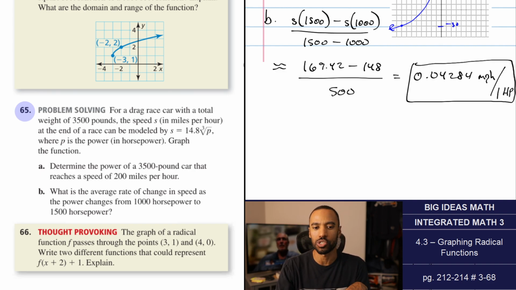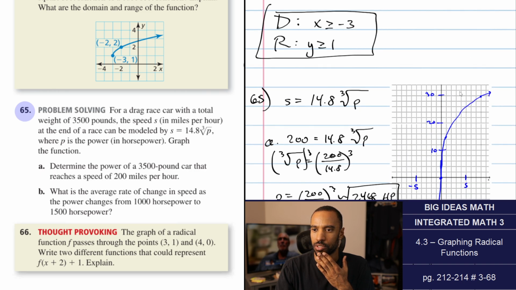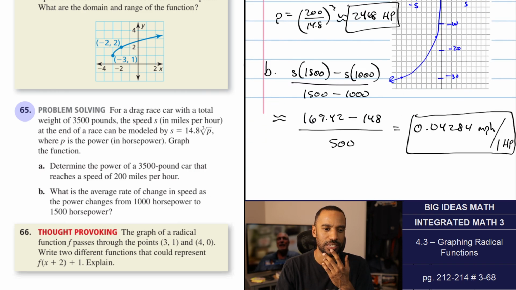So remember, we're doing a slope, we're doing a rate of change when we're talking about those bits. And in order for that to work out the way that it does, we're actually working out horsepower that way. I don't know. Anyway, so that is, what question was this? This is number 65. So that was number 65.